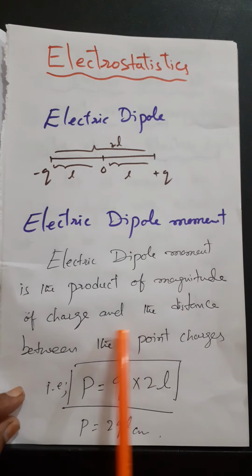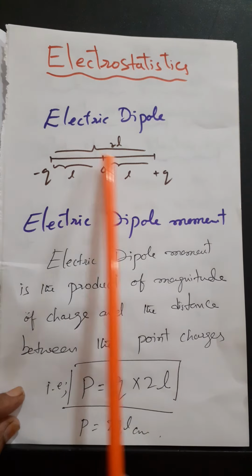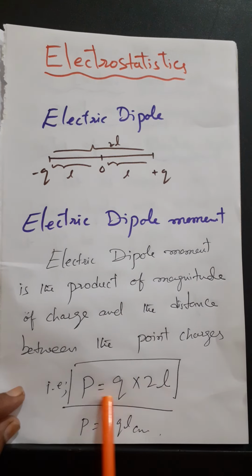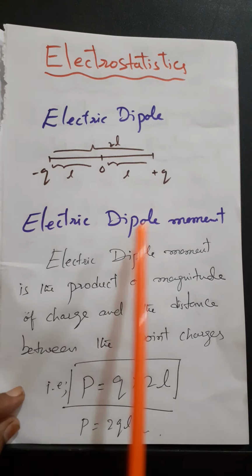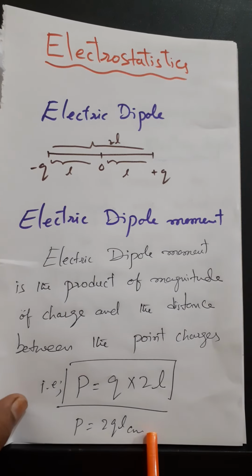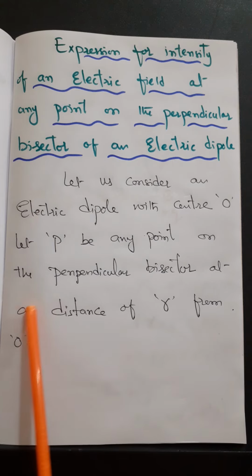In the next topic we are going to talk about this electric dipole and the dipole moment also. That's why we should know what an electric dipole is and what electric dipole moment is. It is measured in coulomb-centimeters. Now, coming to the point.